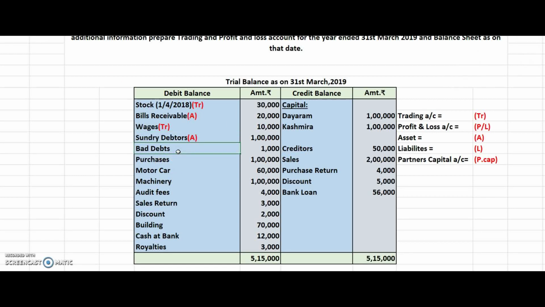बैड डेट. बैड डेट का मतलब क्या है? कस्टमर पैसे लेके भाग गया तो आपका लॉस हो चुका है. बैड डेट कब होता है? प्रोडक्शन के बाद होता है, पोस्ट प्रोडक्शन. प्रोडक्शन के पहले फैक्ट्री में लिखना है, प्रोडक्शन के बाद आपको प्रॉफिट एंड लॉस अकाउंट में लिखना है. इसके लिए बैड डेट हम प्रॉफिट एंड लॉस में लिखेंगे.